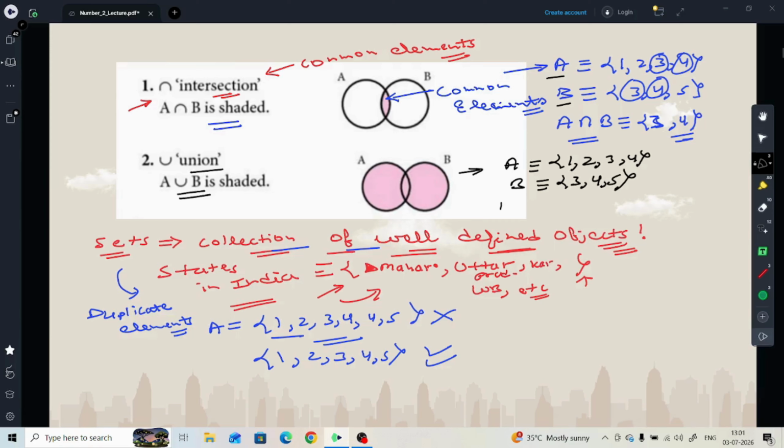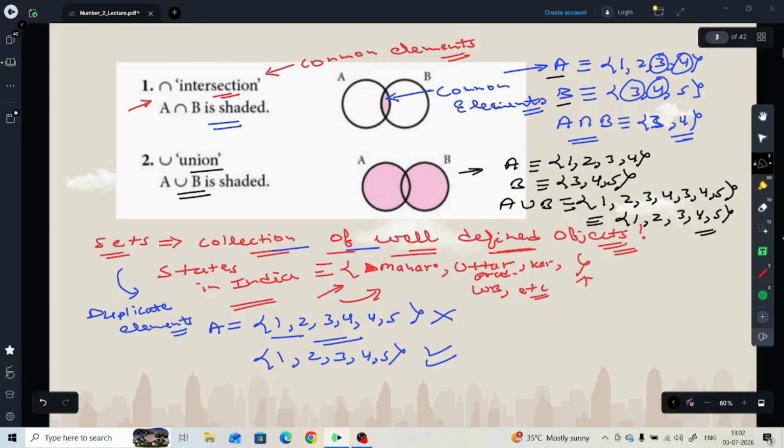So in A union B, we'll be writing all those elements present in both A and B. So just like 1, 2, 3, 4, 3, 4, 5. But as you know, we can't have duplication in sets, so we'll be writing the simple ones only. So 1, 2, 3, 4, 5. We will be writing the common elements only once, not twice. And that's how we write down the union of the sets.